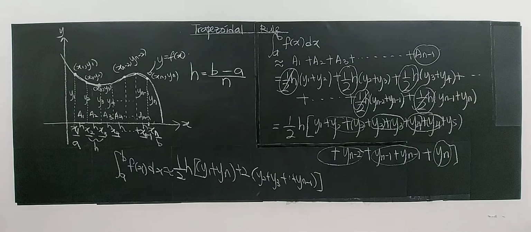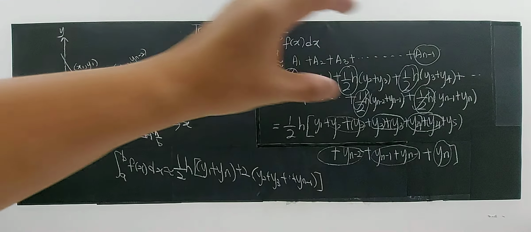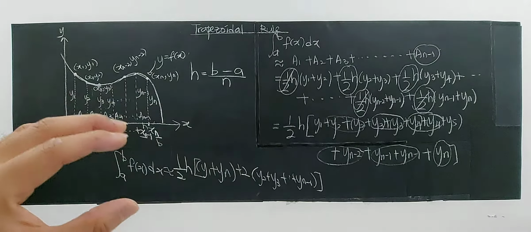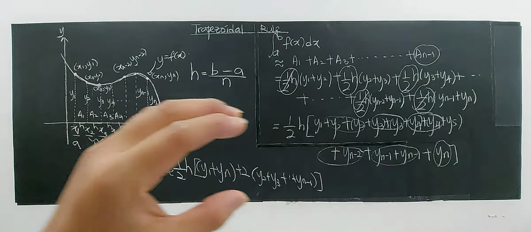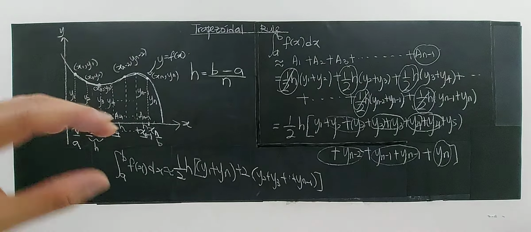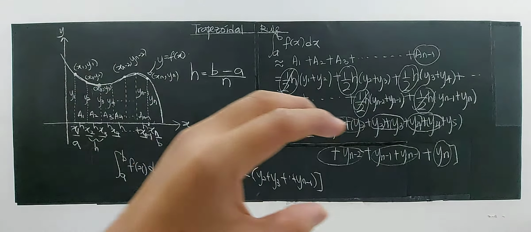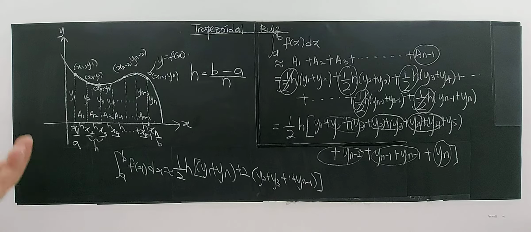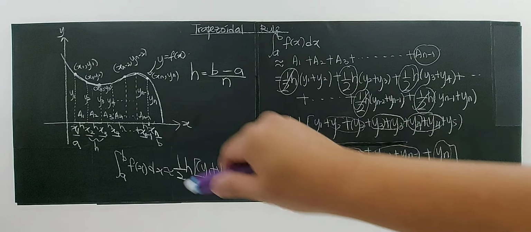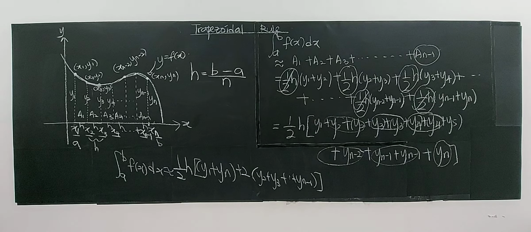That's why the trapezoidal rule is a numerical method to approximate the definite integral. So I've already generated the formula for you. In the next video, I'm going to show you an example of how to use this formula, using a calculator and a table of values. So I hope you understand why we get the formula of the trapezoidal rule.